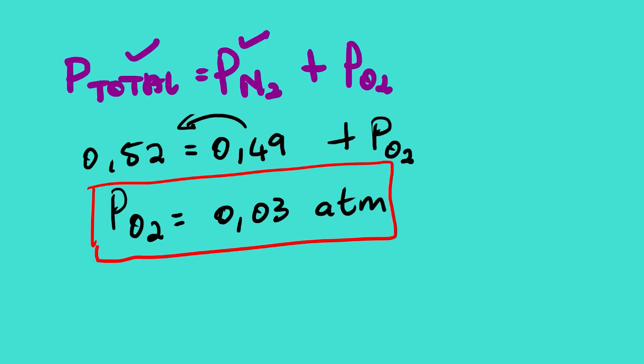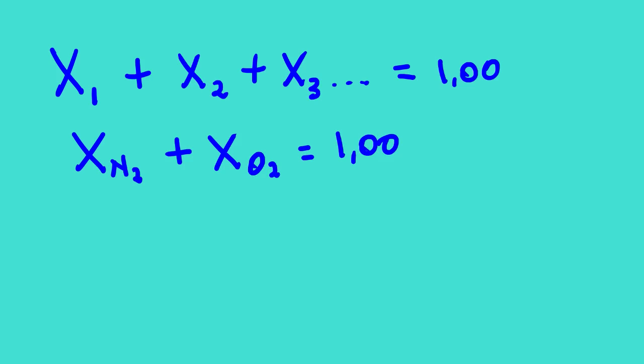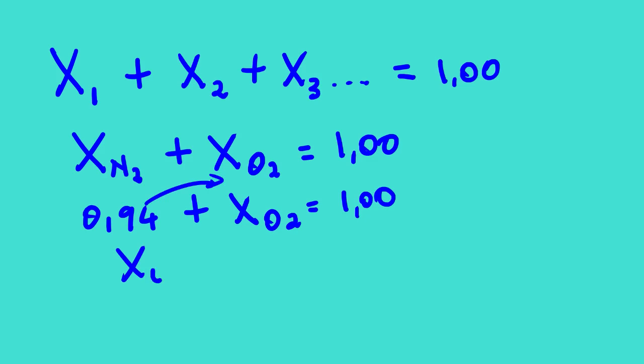We can quickly use another method again. This one was not covered in the previous lesson video, but you should know that when you talk about mole fractions, the mole fraction of the first gas plus the mole fraction of the second gas plus the mole fraction of the third gas and so forth is equal to 1.00. It's a new equation that you must write down. So in this case, we have found that the mole fraction of nitrogen is 0.94, plus we are looking for the mole fraction of oxygen, and the sum is 1.00. Then transpose this to the other side. The mole fraction of O2, we're going to get as 0.06.